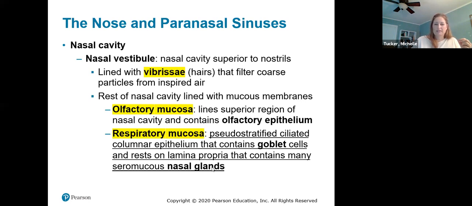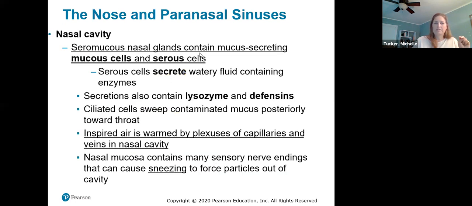Seromucous nasal glands produce 2 fluids. They are going to form a serous fluid, which is watery, containing enzymes. The 2 main enzymes are lysozyme and defensins. Both of these are going to be antibacterial, is the main one.